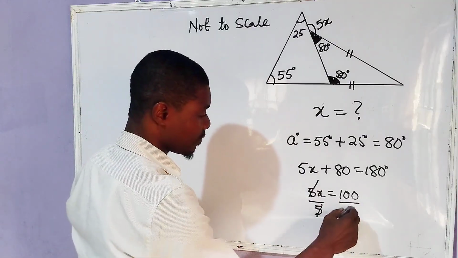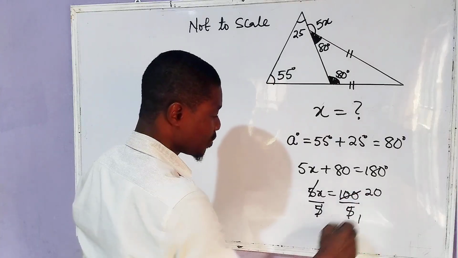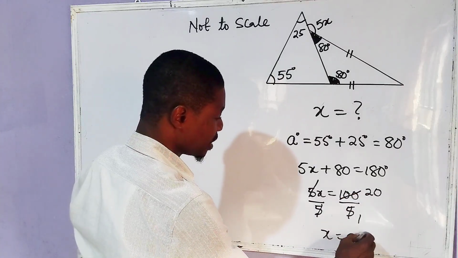So this clears up this. 5 here is 1, 5 here is 20. So x equals 20 degrees.